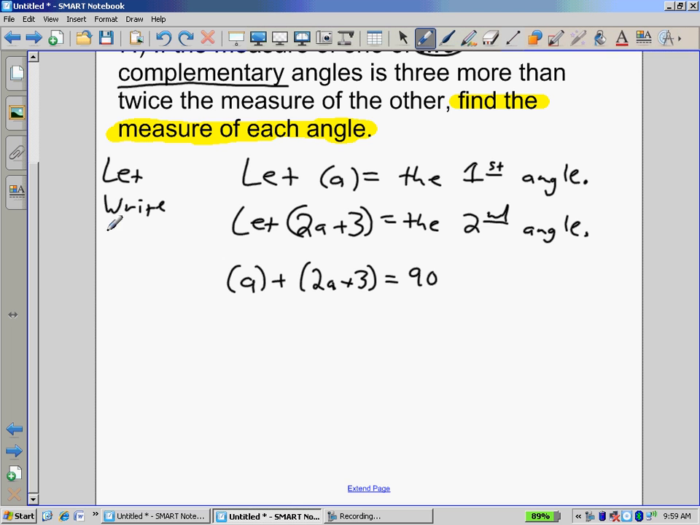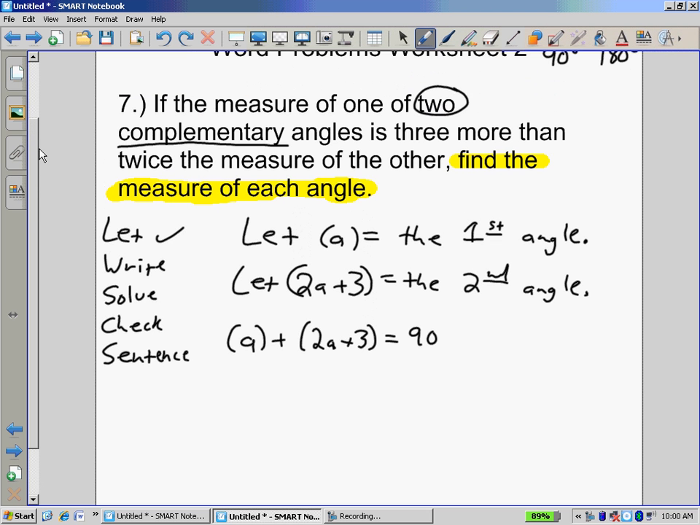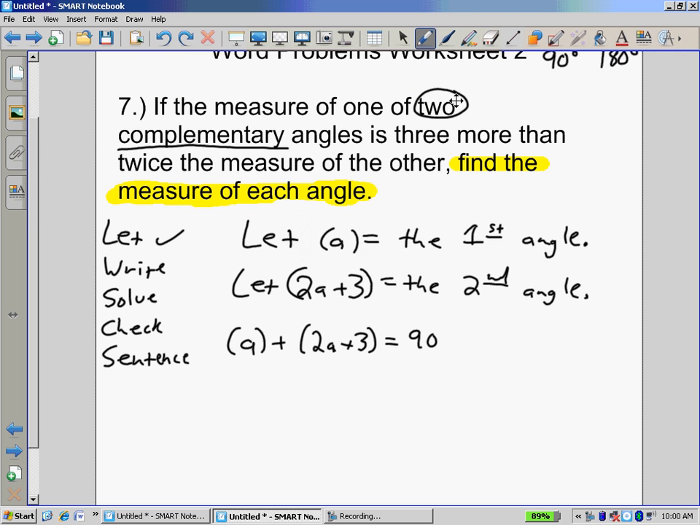Get my 5 steps here. Let, write, solve, check, and sentence. Okay, so we've put our let statement down, and we want to double check. It says find the measure of each. Well, that means there's more than one. How many? There's 2 of them. So I have 2 let statements. That's good. That means my let is correct. I have to match that with the original question. Now I've written my equation. Now I need to solve it.